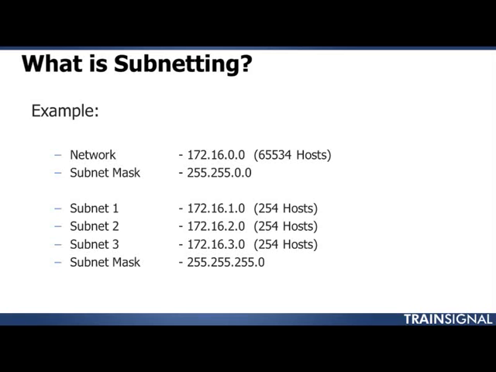Now, it doesn't mean you have to use 254. I mean, quite frankly, even with the 65,000, you don't have to have 65,000. It's just that that's what it can handle. And then we could create a second subnet, a third subnet of 172.16.2 and .3, each of which can have only up to 254 hosts, something that is much more manageable.